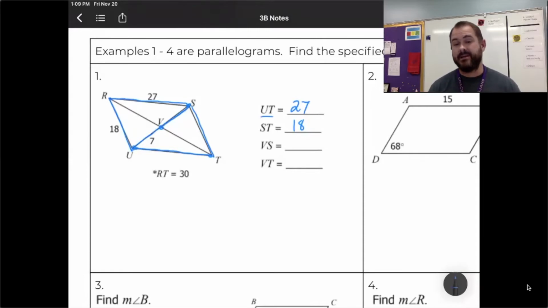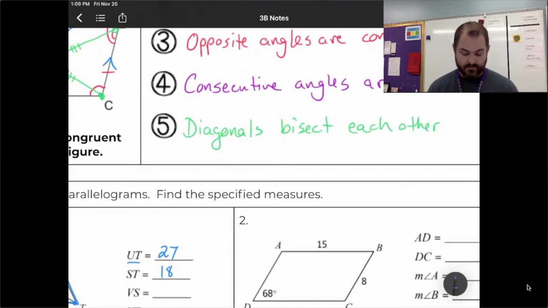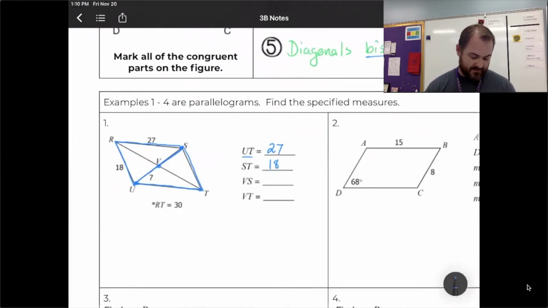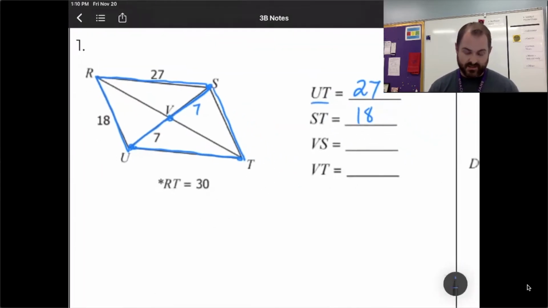Since that V is the intersection of the diagonals, remember, the diagonals bisect each other. Okay, that means they cut each other into equal halves. So if UV is 7, VS is also 7. So my answer for this blank is 7.